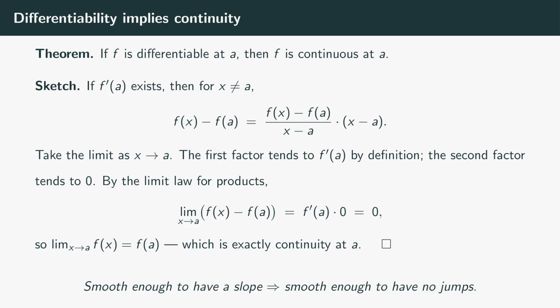So the limit of f of x minus f of a is 0, which means the limit of f of x as x tends to a is f of a, that is continuity. Done. The intuition: a function with a tangent line at a point can't be jumping at that point. If it jumped, no straight line could capture its behavior on both sides simultaneously, and the secant slopes from the two sides wouldn't agree. Differentiability is, in some sense, a stronger and pickier condition than continuity, worth filing away.